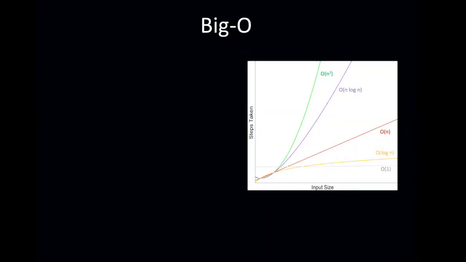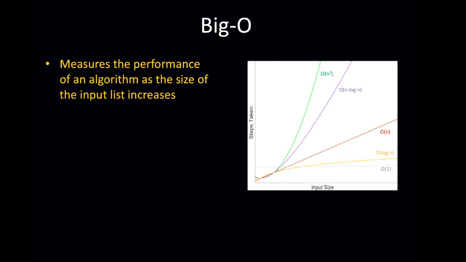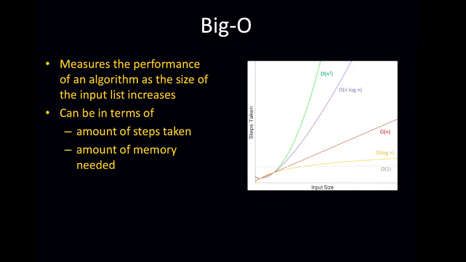In analyzing the performance of an algorithm, we care about how it behaves depending on the size of the input. Big O is a way to measure performance as the input size increases. So how do we gauge performance? It can be in terms of steps taken or runtime, or the amount of memory required to perform the computation.